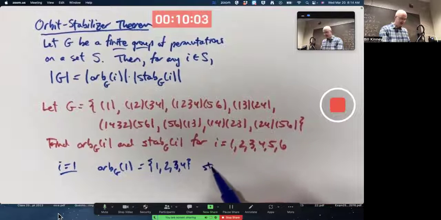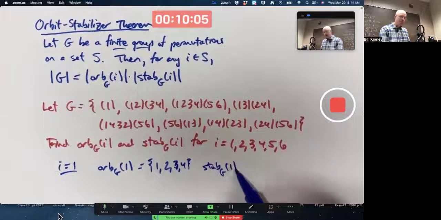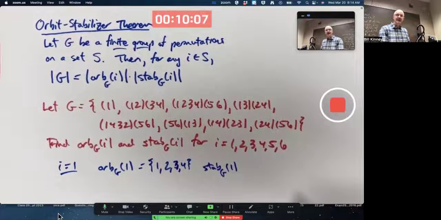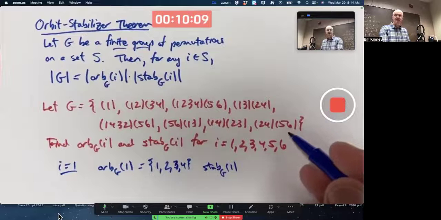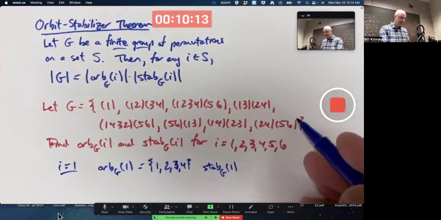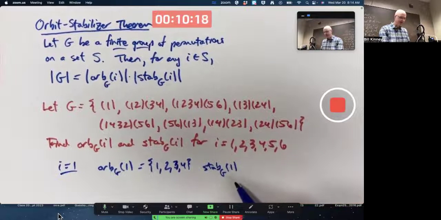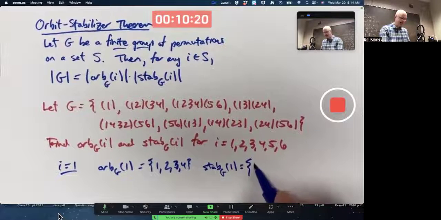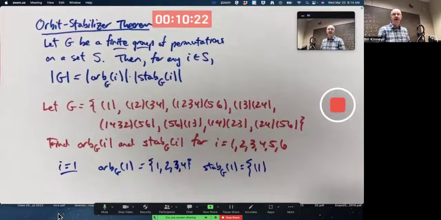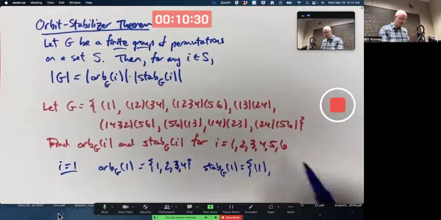What's the stabilizer of 1? It's going to be a subgroup of G. We saw stabilizers as subgroups. It's this collection of permutations in G that keep 1 fixed, that map it to itself. Certainly that contains the identity. The identity maps every number to itself here. What other permutations map 1 to itself? It looks like there's only one other one, right? Just that one.